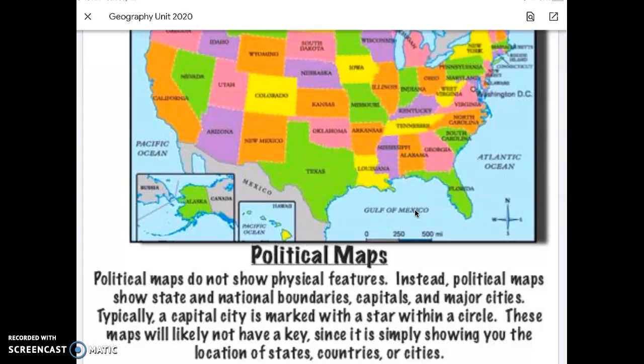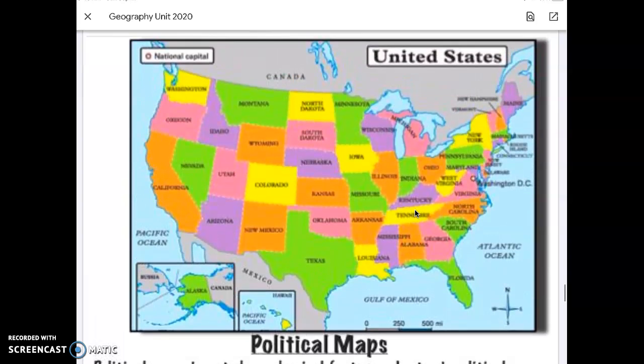These maps will likely not have a key, since it is simply showing you locations of states, countries, and cities. We looked at this when we were looking at those regional areas and the specific boundaries, and we said we really didn't need to have a key. In this case, this map does have a very small key up here. National capital is shown there.